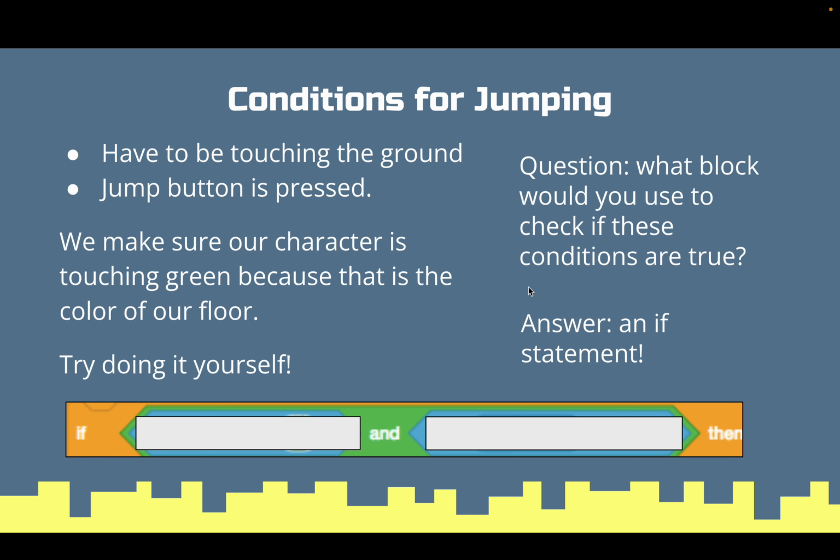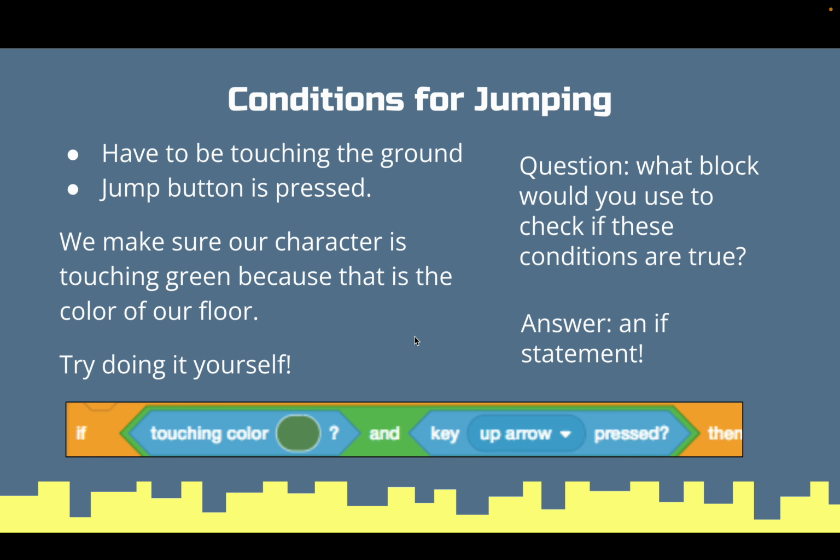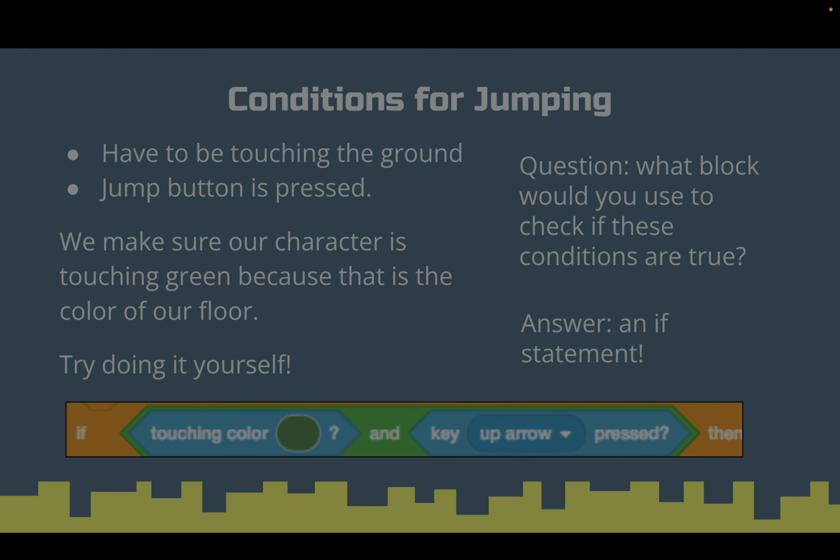Alright, pause the video here and make sure you don't spoil yourself, but I'm going to go with the answer. So we first have if touching color, right? We need to make sure we're touching the ground and then key up arrow pressed, right? For us, it's up arrow. For you, it could be W or it could be space button. It could really be anything, right?